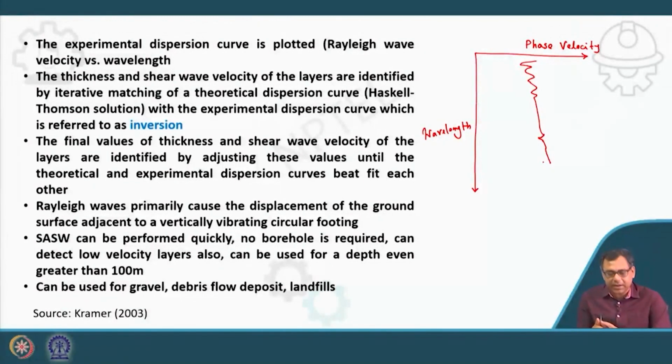Now the next step is that the thickness and the shear wave velocity of the layers are identified by iterative matching of the theoretical dispersion curve with the experimental dispersion curve, which is referred to as an inversion. So I have to go for the inversion technique. So this is my experimental dispersion curve.